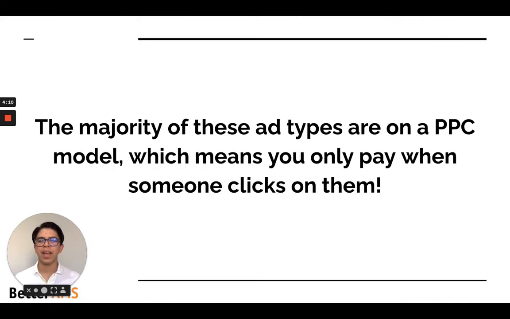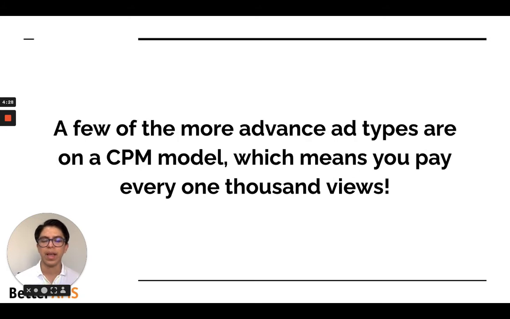Now, the majority of these ad types are on a PPC model, which means you pay for every click you get. And you will only pay if someone clicks on them. Amazon won't charge you if someone sees the ad and doesn't click it. They will charge you if someone clicks on the ad, all right? But there are a few ad types out there now on a CPM model. CPM model means cost per thousand impressions. And it means Amazon will charge you every time you reach a certain amount of views on your products.